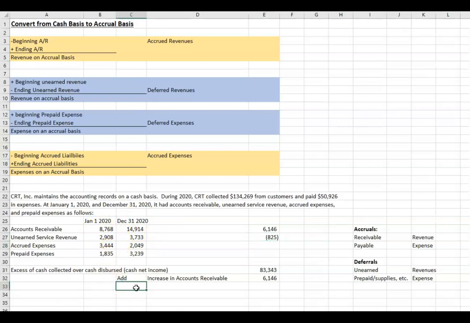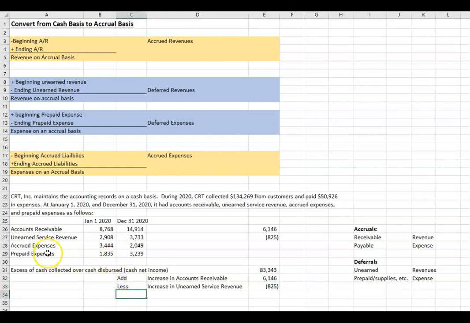So we're going to go describe that. Since we got a negative, that means that we're going to say less. Then we're going to just describe what happened to unearned service revenue. It increased. So we're going to say increase in unearned service revenue, and we're going to make it go down because we got a negative number when we put it in.